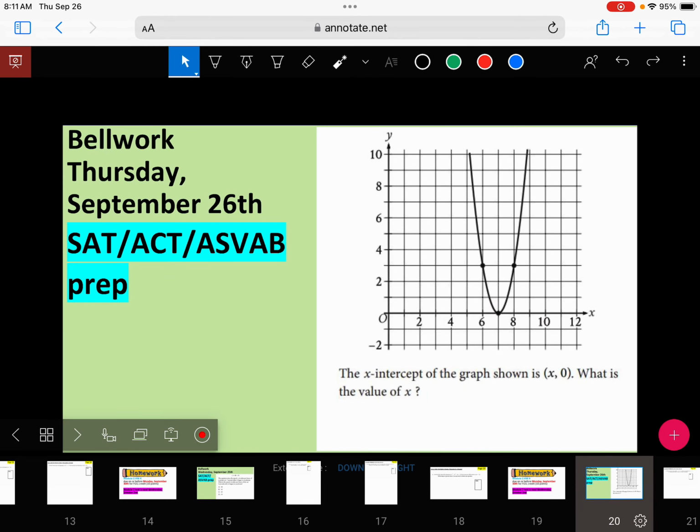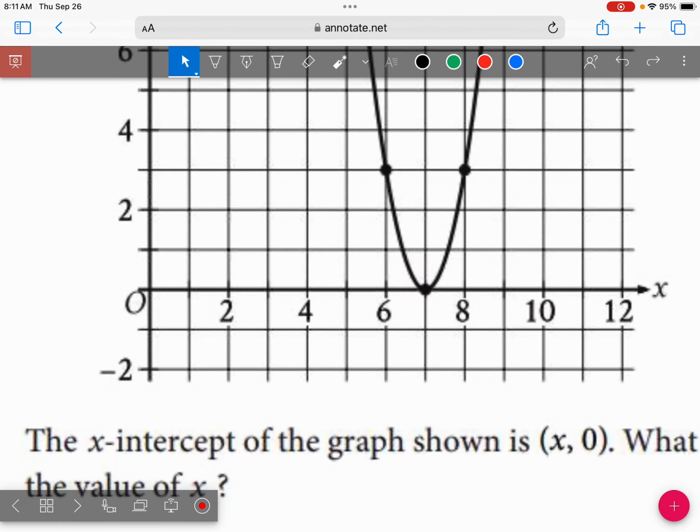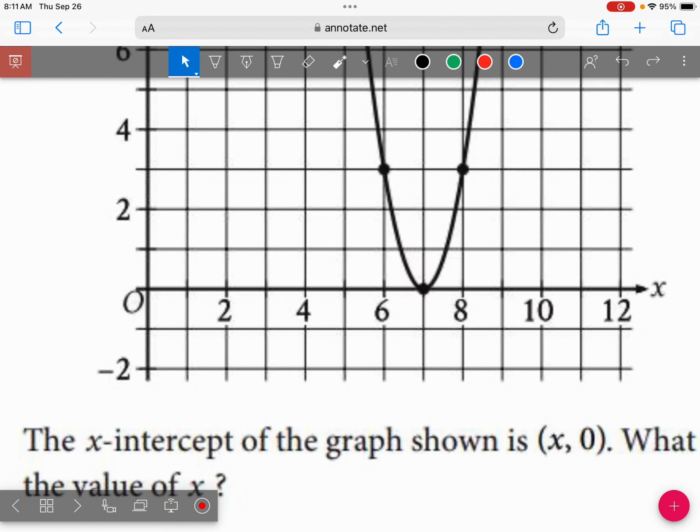All right, so looking at this question, it says the x-intercept of the graph shown is x0. What is the value of x? So what would be the value of x? Seven. I heard somebody say 7, and that is right.